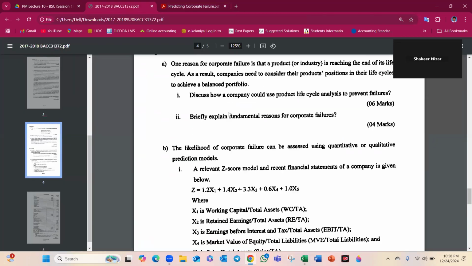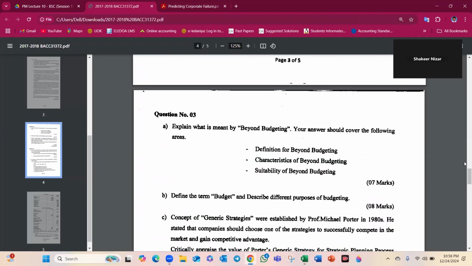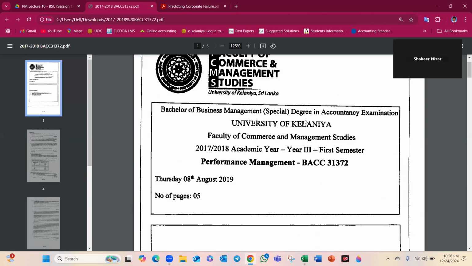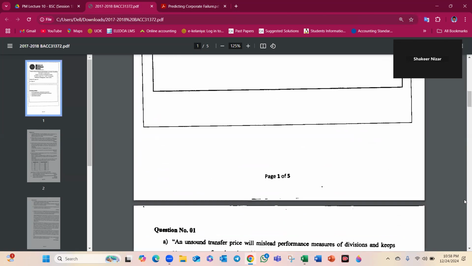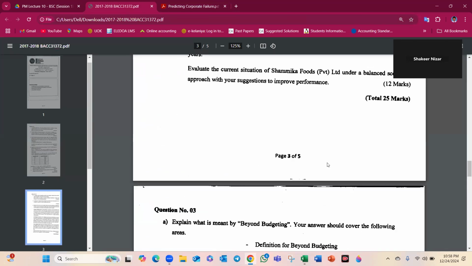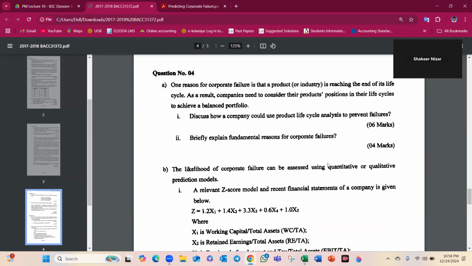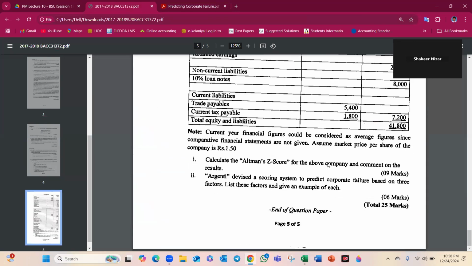Now we are going to discuss one of the past papers. This is a Project Performance Management paper from the 2017-18 academic year. In the latter part, if I go to question number 4, it has given 9 marks, which is actually a significant mark. Calculate the Altman Z score and comment on the results.